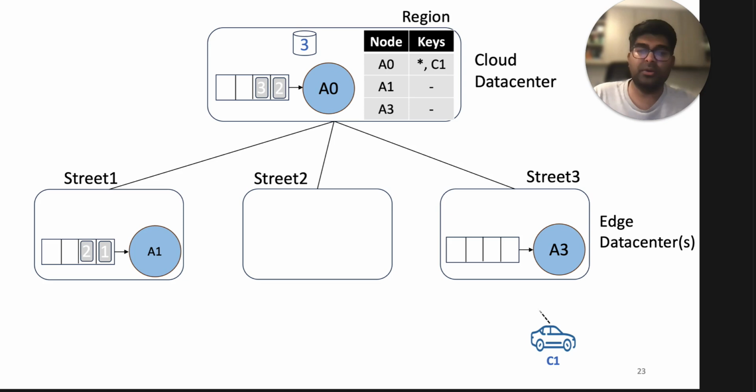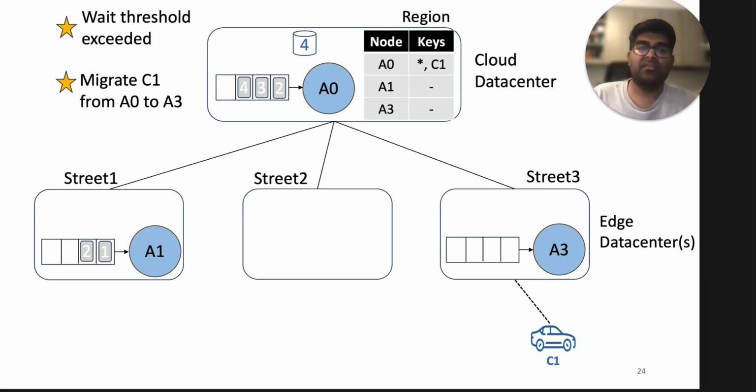The car now produces a tuple 4 that reaches A3, but A3 is not assigned to process this key. So the tuple is forwarded to the cloud where it is processed and the state is reflected. Let's assume that the car stays on street 3 for some time and the wait threshold is exceeded. At this point, Falcon triggers another reconfiguration to move the processing from A0 to A3. In order to do that, the protocol remains the same.